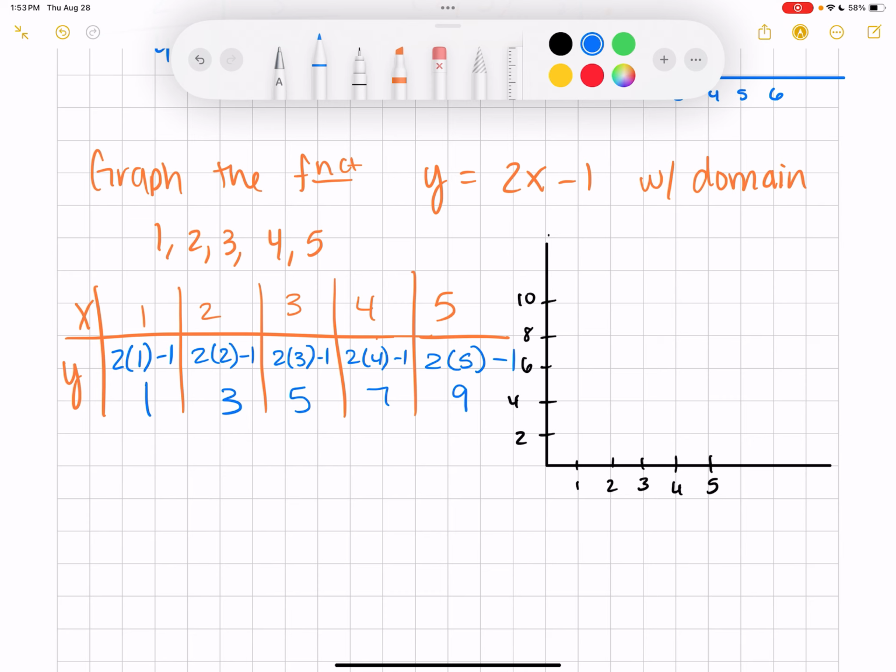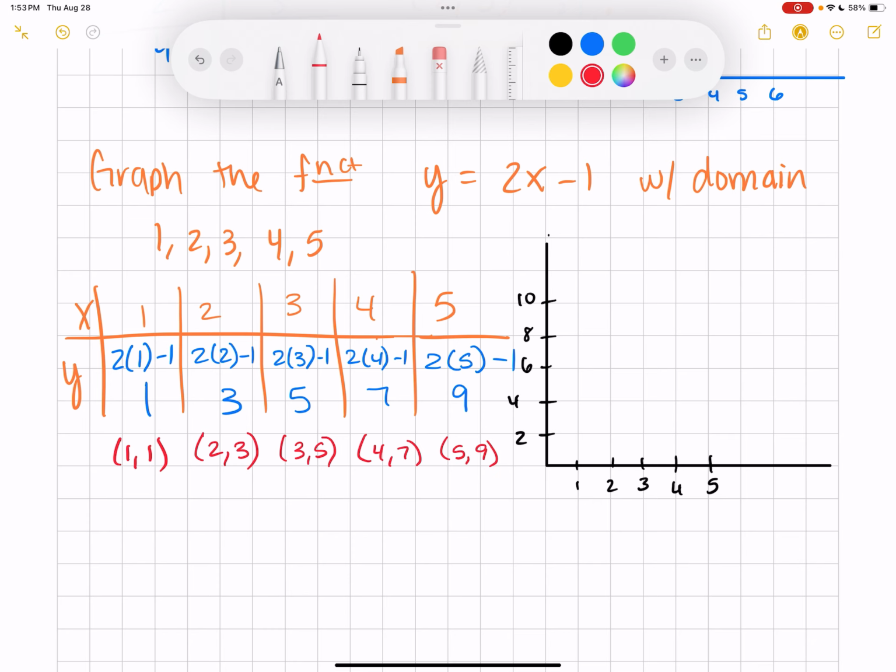So if you want to rewrite these as ordered pairs, you can. If you can just read it off the table and be able to do it, that's also fine. But this is going to be the point (1, 1). This is going to be (2, 3). (3, 5), (4, 7), and (5, 9).